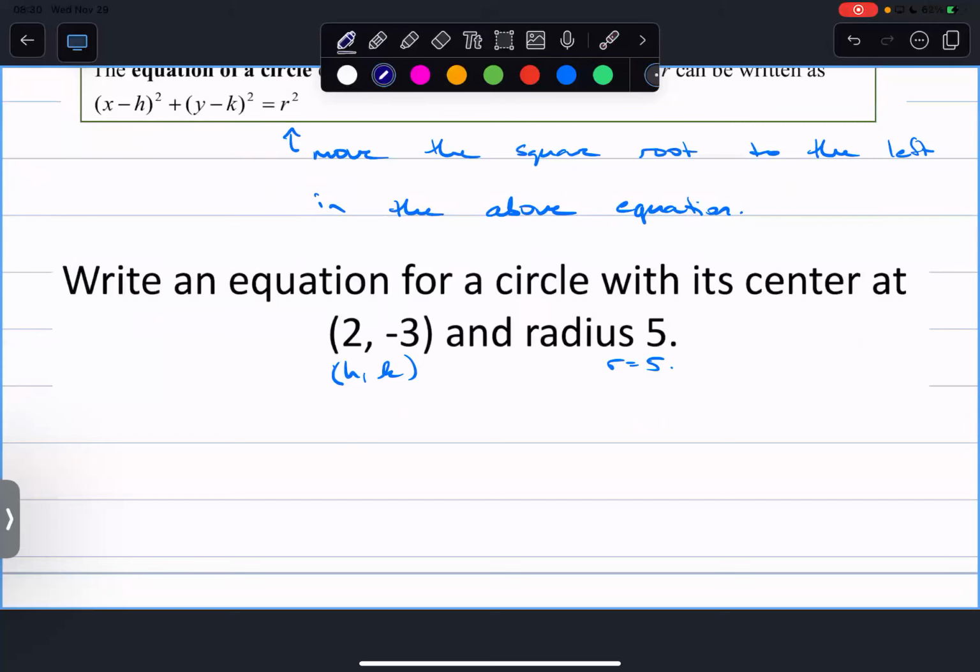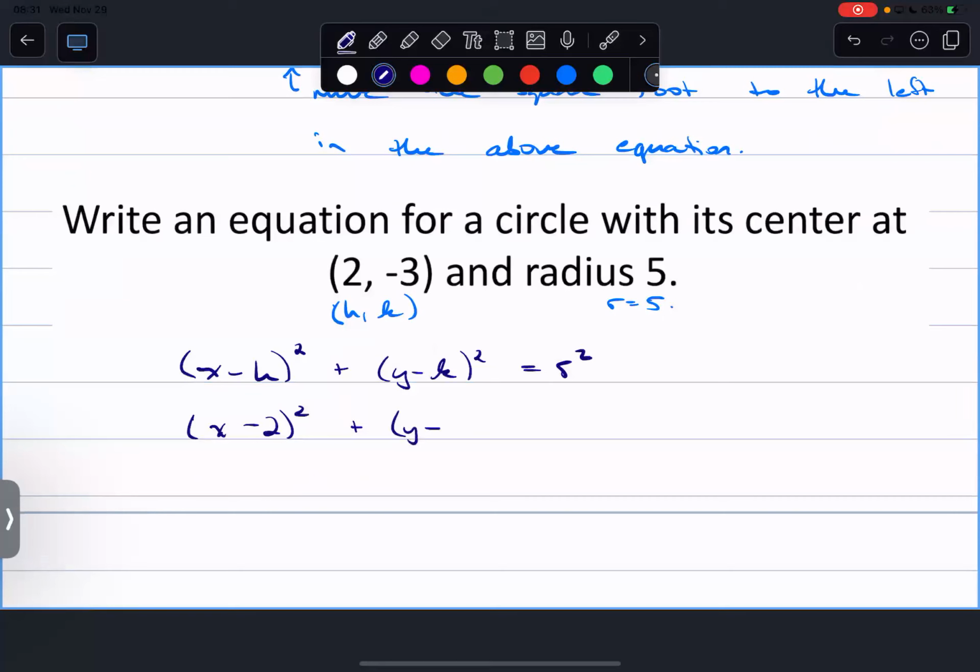I'm going to start by writing out my general equation that I'm about to fill in: (x minus h) squared plus (y minus k) squared is equal to r squared. Now it's a matter of plugging in values. h is 2, so (x minus 2) squared plus (y minus -3) squared, and I'm running out of room here, so I'm going to go plus 3 immediately, since subtracting a negative makes a positive, is equal to r squared.